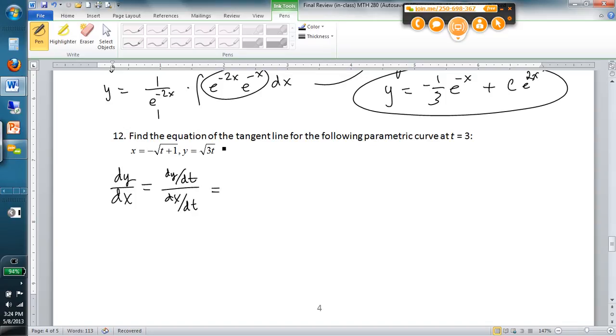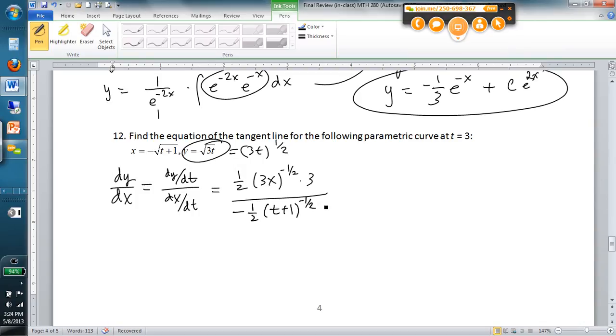All right, what's the derivative of the y? The y is the square root of 3t, or 3t to the 1/2. So the derivative of the y is going to be 1/2 (3t) to the minus 1/2 times 3, chain rule. Then the bottom, derivative of the x, is that minus x? Okay. So that would be minus (t plus 1) to the 1/2, so it would be minus 1/2 (t plus 1) to the minus 1/2. Derivative of the inside is 1. Good news there is the 1/2s cancel.